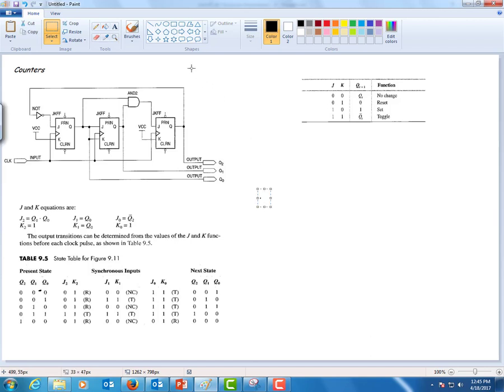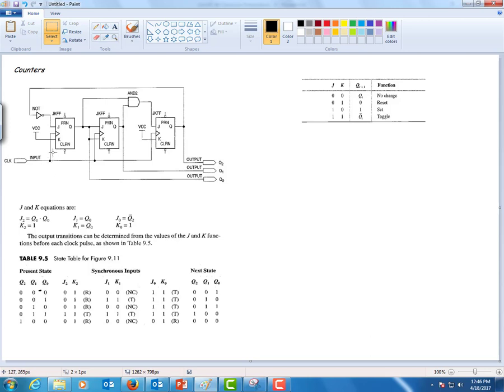Now, as I finished up the last video, I said we're going to talk about a counter circuit. Well, look at what we have. This here is a counter circuit. Here are your outputs, Q0, Q1, Q2. It uses 3 JK flip-flops, 1, 2, and 3. It has a common clock for each flip-flop. You see this? 1, 2, 3. So all their clocks are connected together.